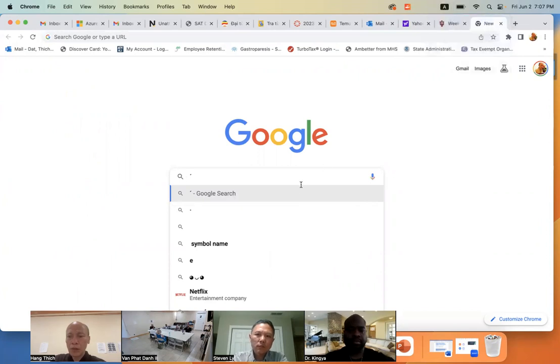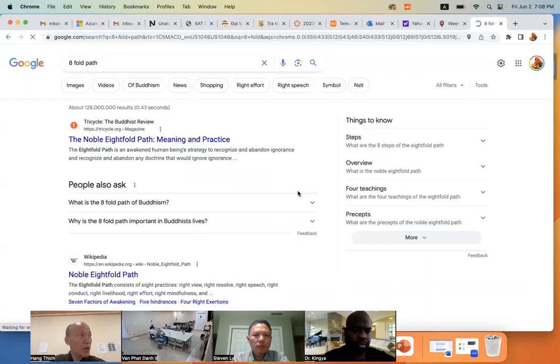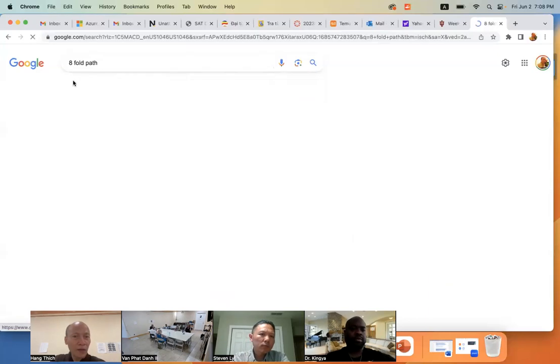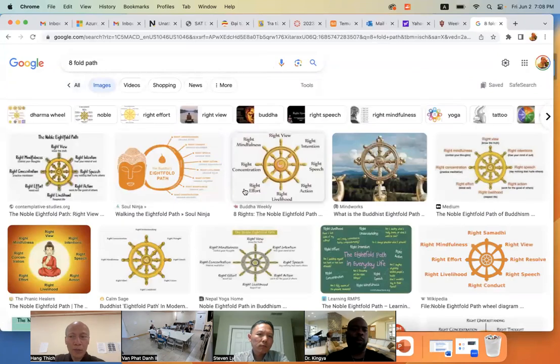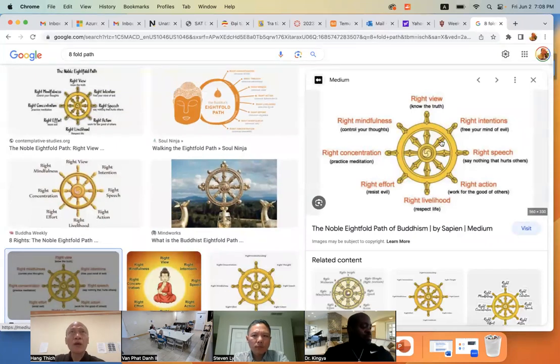So yeah, in the last couple of weeks we talked about the Eightfold Path. You know about this, right? You know this one here. Can you see here?